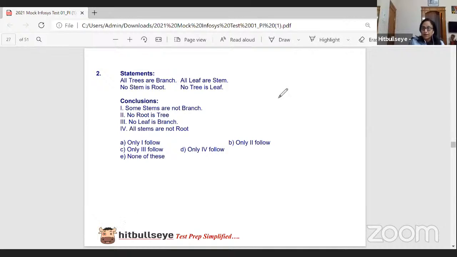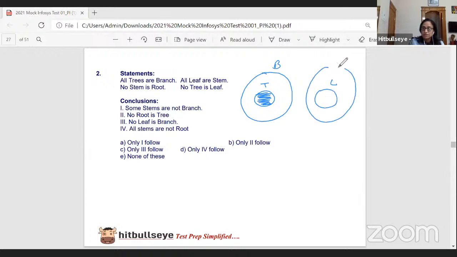All trees are branch. So the trees are completely inside the belongingness of branch. This is the first statement given to you. All leaf are stem. So the leaf are completely inside the belongingness of stem. Do I know anything about these two circles connecting or not connecting? I don't know. The question has neither told me to keep them disjoint nor told me to keep them overlapping. Till now, I don't have any information about these circles connecting, overlapping, or remaining disjoint. It's missing information.